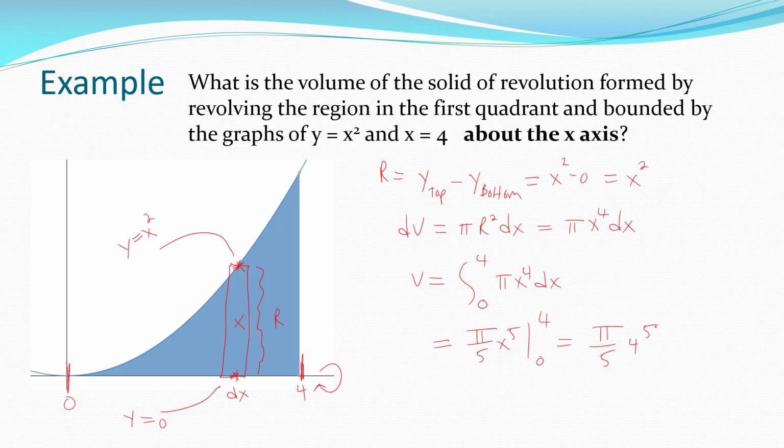But I suppose, let's see, if I do 4 to the fifth power, I would get 1024. Right, that's how it goes. So this would then be 1024 pi over 5. And that's the answer to that problem.